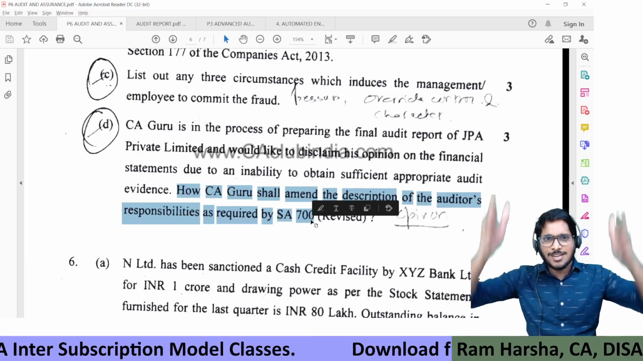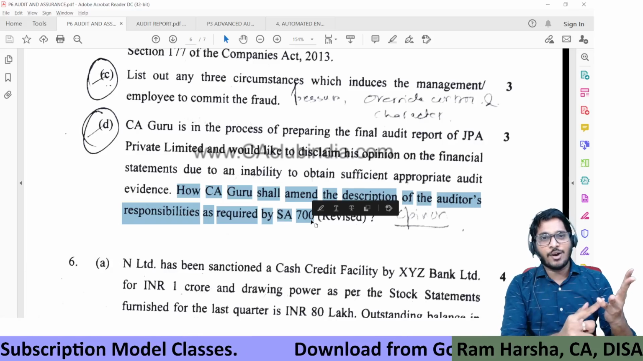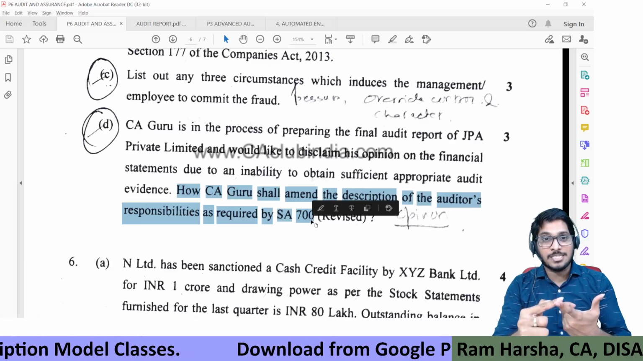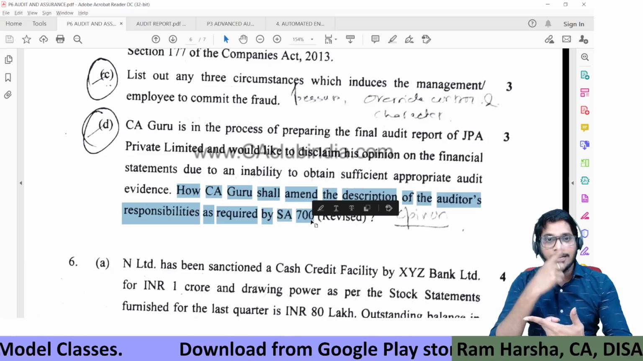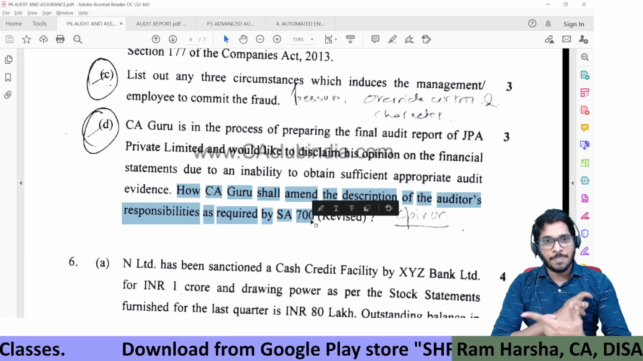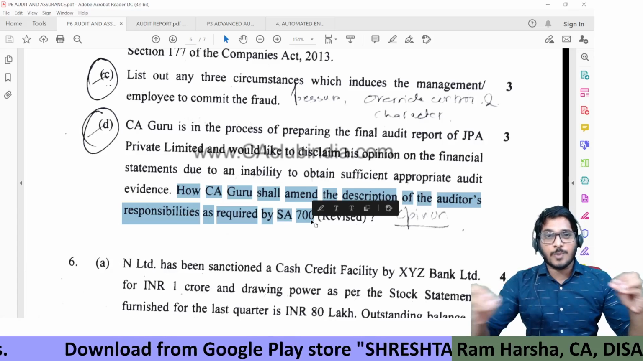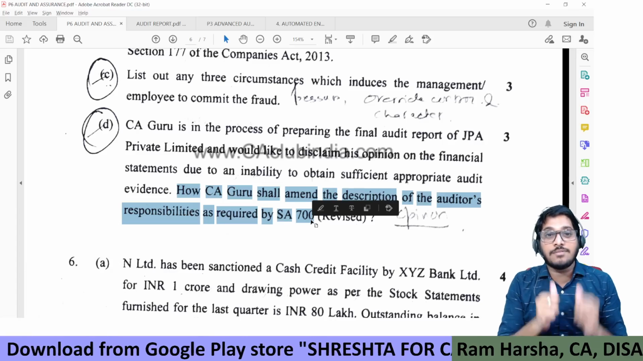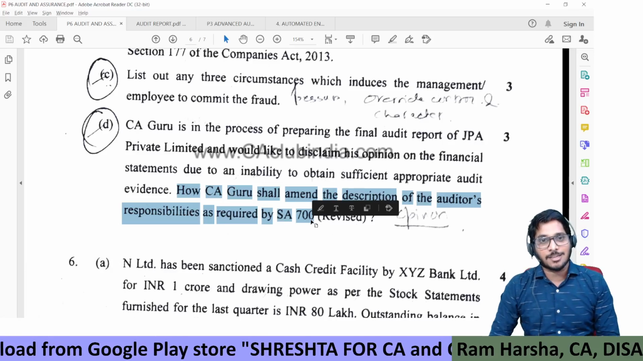In the audit report, there are contents: title, addressee, opinion, basis for opinion, key audit matter, emphasis of matter, other matter paragraph, auditor's responsibilities, management's responsibilities, report on legal and other regulatory requirements, membership details, date, signature, UDIN number. In that, the sixth or seventh point is auditor's responsibilities. In that para, the wordings will come. How the wordings will be changed is the depth they are asking.